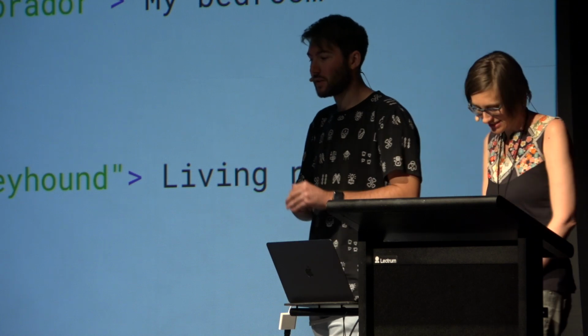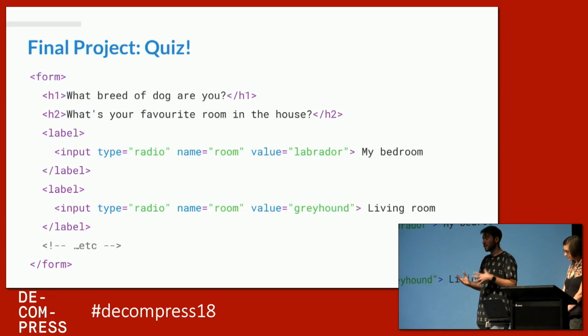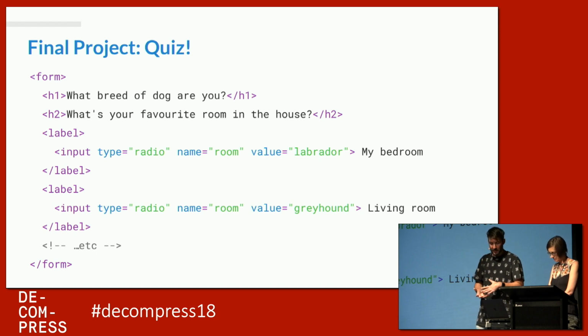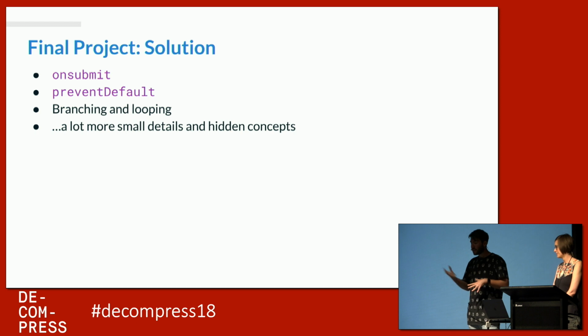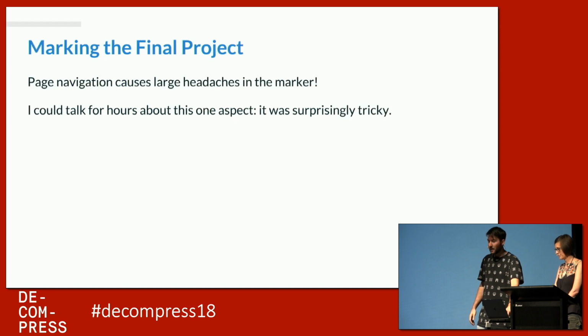So the final project they do is a bit of a quiz, and we're just going to rush through this bit. This is like a BuzzFeed style quiz, and one of the big problems with this is that it's a form, and so they need to handle the event on the form. And of course, if you don't handle the event and prevent the default, then the page will navigate. They're going to need onSubmit, they're going to need preventDefault, they're going to have their branching and looping and all of that stuff, and a lot more hidden details and concepts that they will have learned over the course of the project.